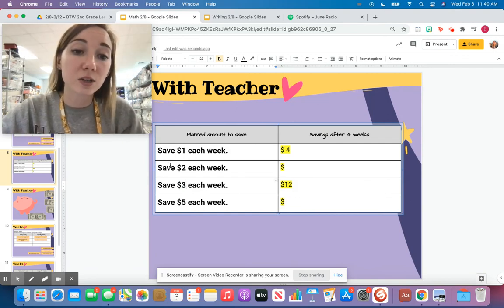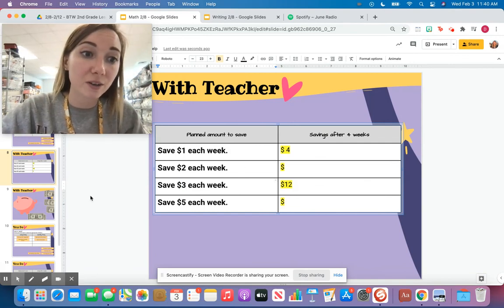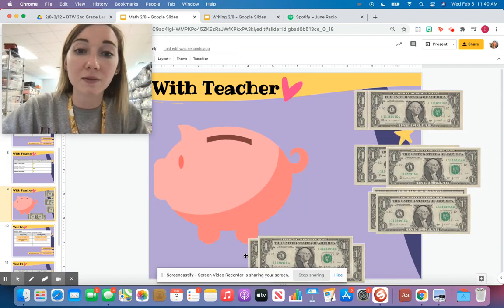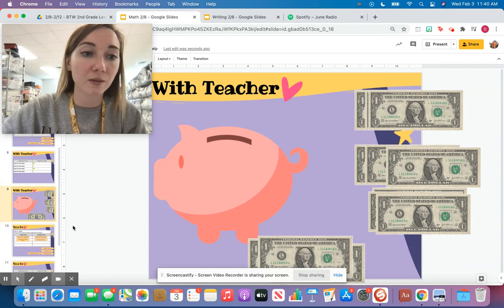Now you guys are going to save $2 each week and save $5 each week by yourselves. And I will give you another page with a piggy bank and money that you can move around and work with, okay?